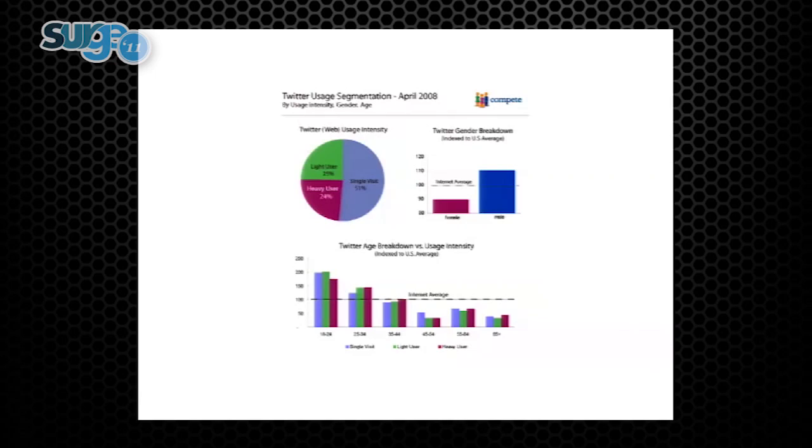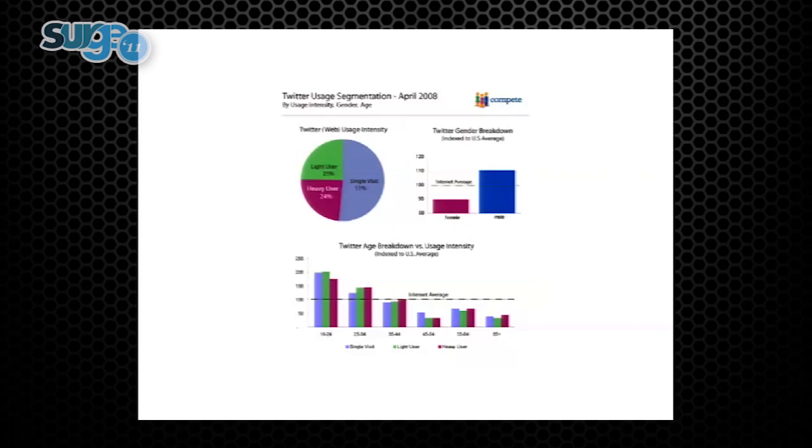So this is a breakdown of body weight for Twitter users. Twitter usage for light users is a quarter, and heavy users is a quarter. Who have no love. And single visit apparently is a new weight category that Twitter users opted into.